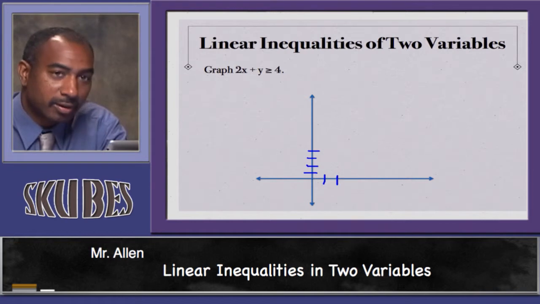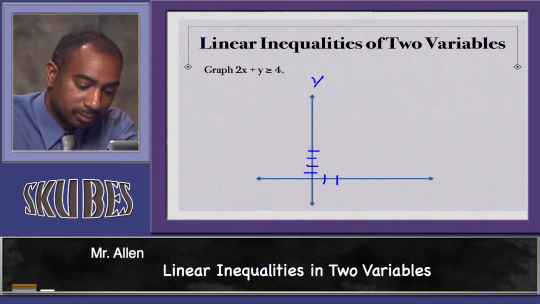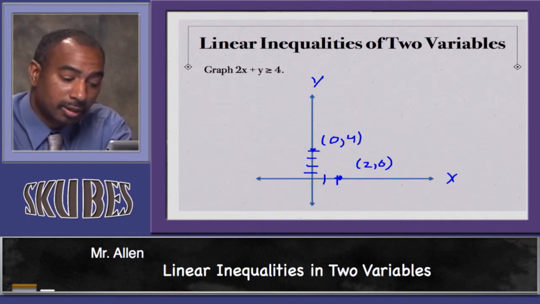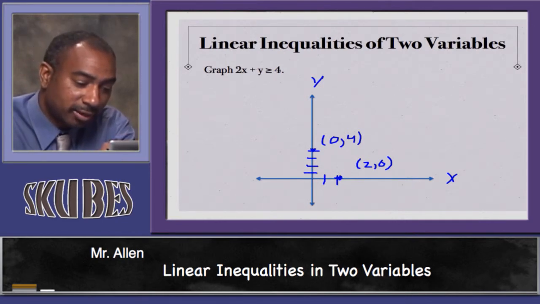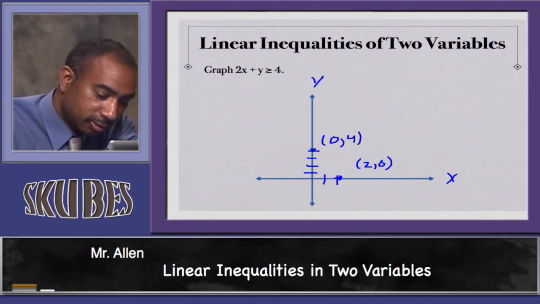All right, if you were asked to graph this, again, you can just plot the y and x intercepts. I have a y-intercept of 0, 4. And I have an x-intercept of 2, 0. Now this time you're going to use a solid line because you're including all the ordered pairs that satisfy this inequality. So let's do that. You're going to actually use a solid line.